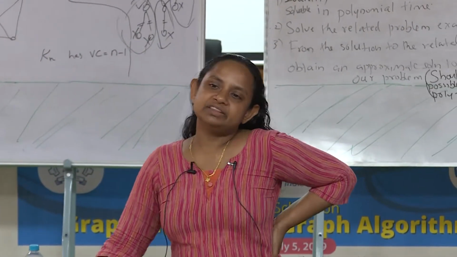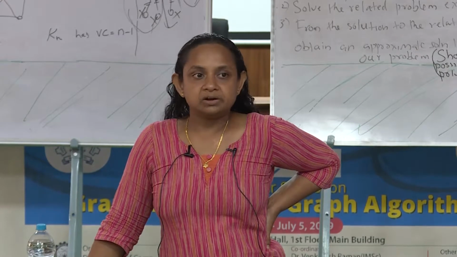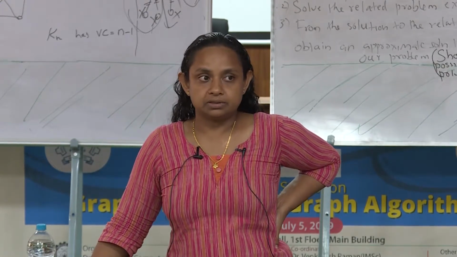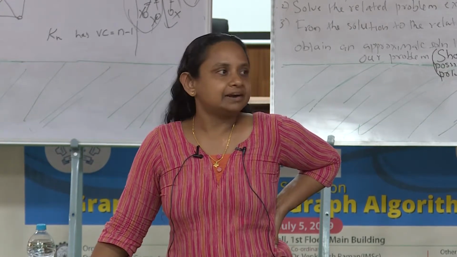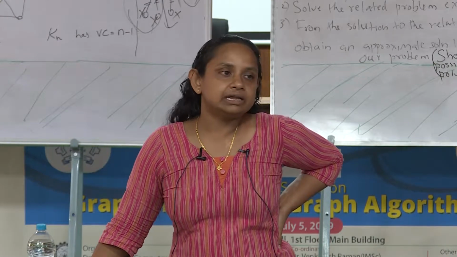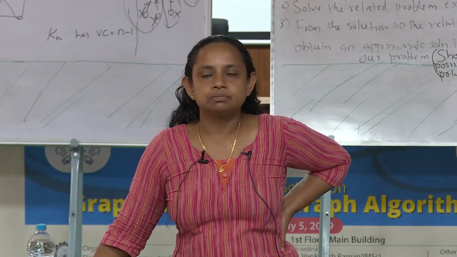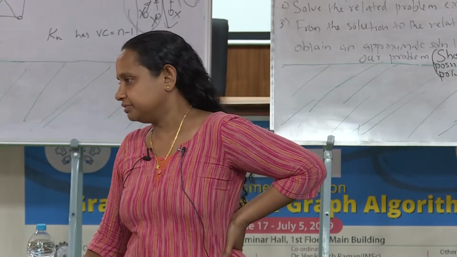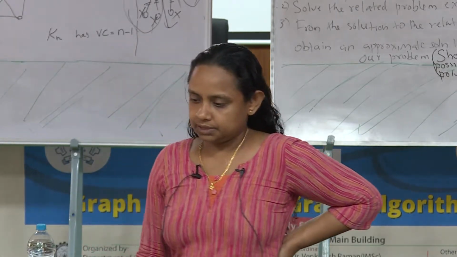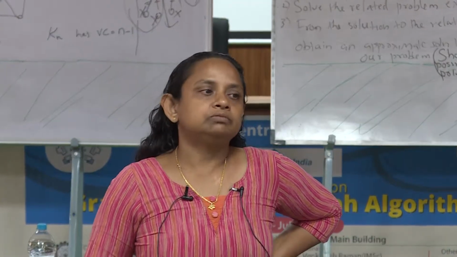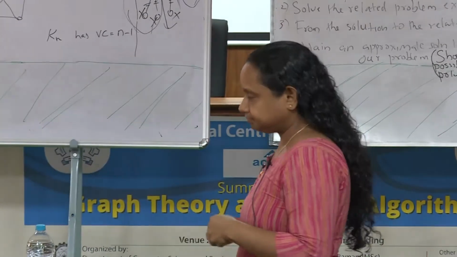But we are now dealing with general graphs, not trees, right? Cliques and all those things are there. So we cannot start by saying if we have a degree 1 vertex, then we can do some elimination like this. But we don't have a starting point even, right? So is there a related problem which we can solve in polynomial time?